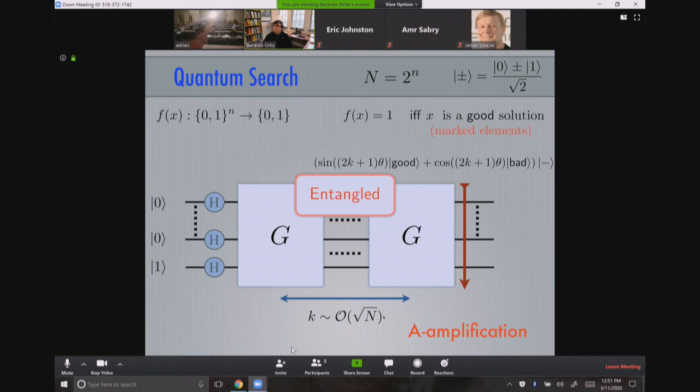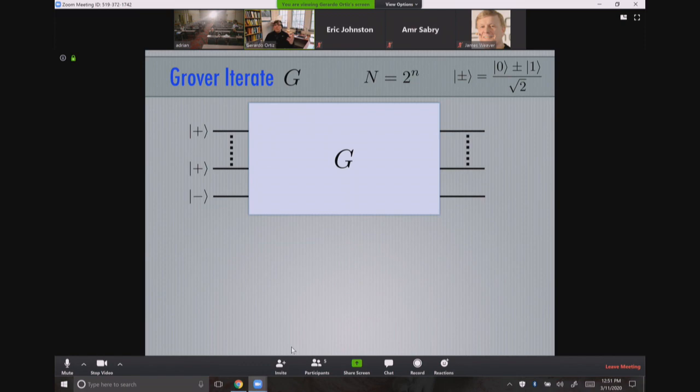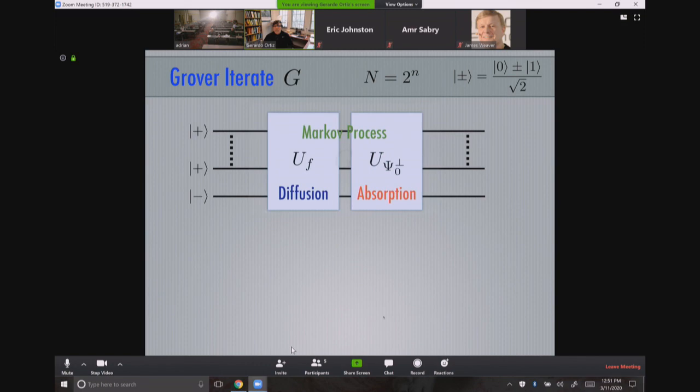I continue and I ask, what is this iterate physically? What is the physics behind this iterate? It's not hard to realize that the physics behind this iterate is essentially a Markov process, where there is diffusion and absorption. Because some of them have already been exposed to Markov processes, I explain the diffusion part and the absorption part, and they understand perfectly well why this algorithm is working as it is working.